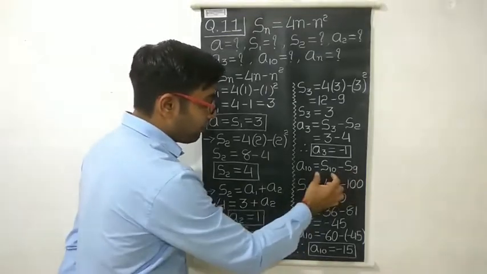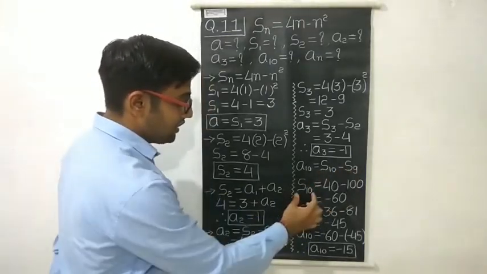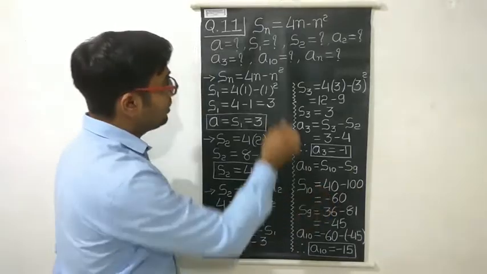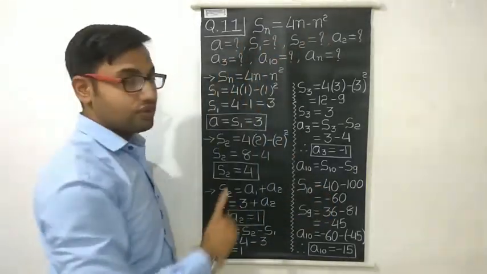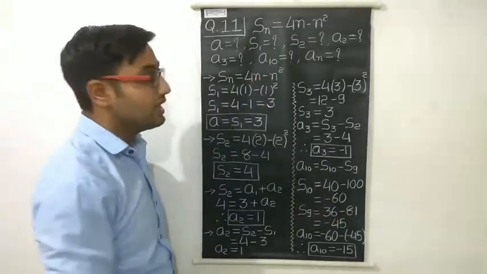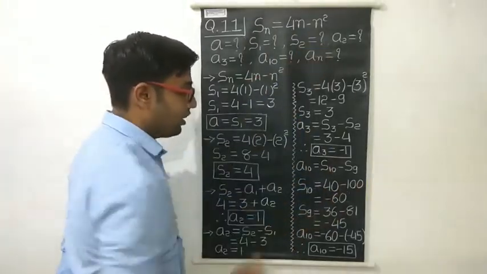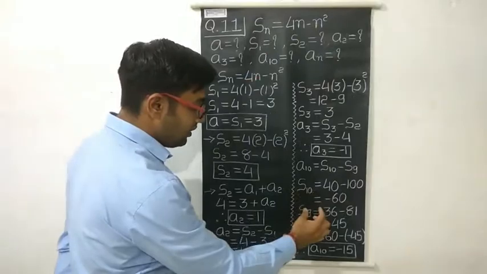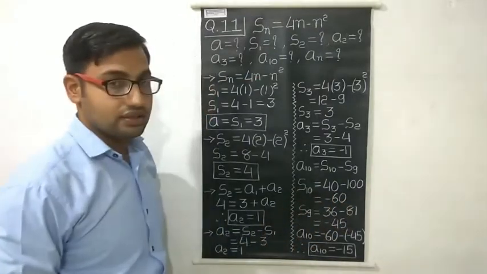Find out the value of both S10 and S9. S10 is equal to, now in this formula we have to put n equal to 10. So S10 is equal to 4 into 10, that is equal to 40, and 10 square is equal to 100. So S10 is equal to minus 60.